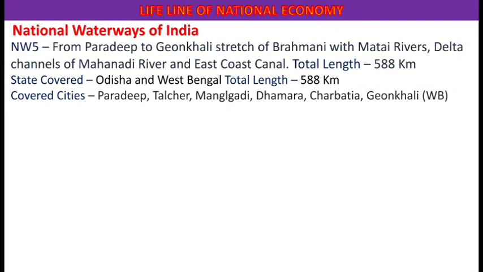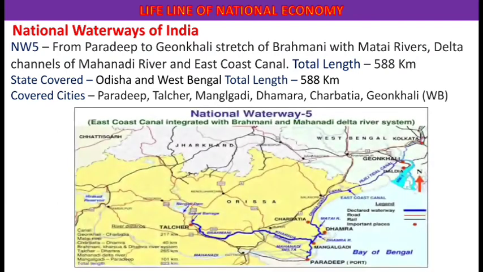National Waterway number 5. National Waterway number 5 is stretched from Paradip in Odisha to Geonkhali of West Bengal. It is stretched by 6 rivers and 1 canal. From Paradip to Mangalagadi by Mahanadi River Delta, from Talcher to Mangalagadi by Brahmani and Kharasua River, from Mangalagadi to Dhamara by Dhamara River, from Dhamara to Charbatia by Matai River, from Charbatia to Geonkhali by East Coast Canal. Total length covers 588 km.